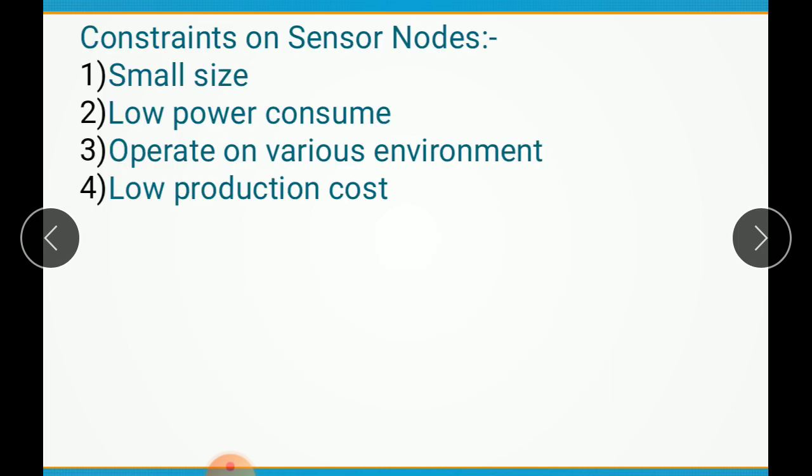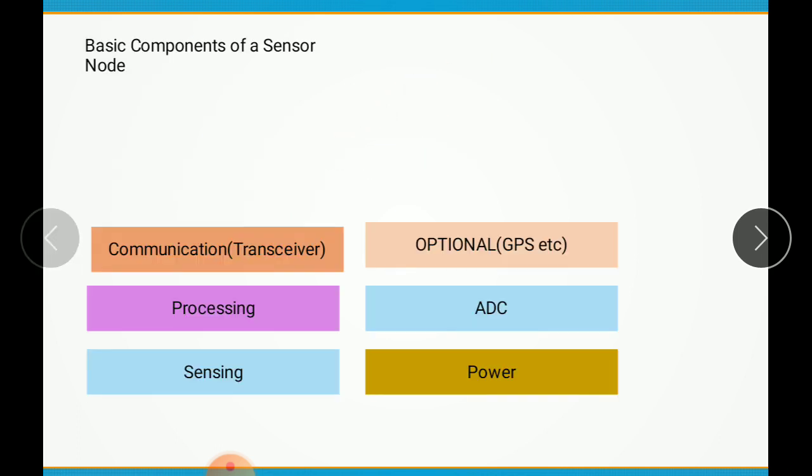Now there are necessary constraints for our sensor node. It should be small in size, have low power consumption, and operate in various environments, so that very low or very high temperatures do not affect our sensor node. It should also have a low production cost so that it can be used very easily.